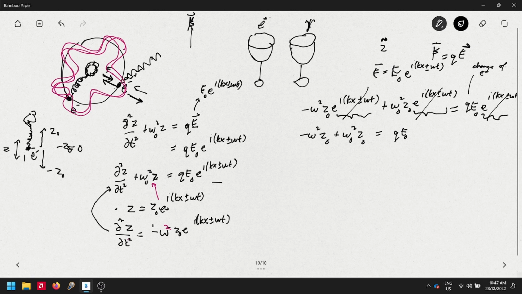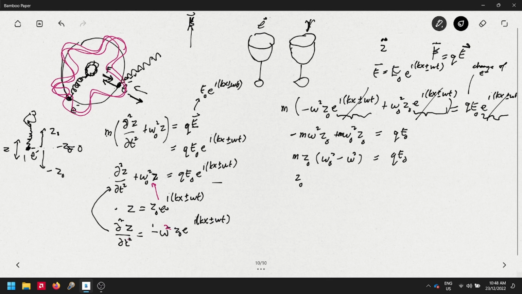So I'm taking my z naught outside. I'm left with omega naught squared minus omega squared. And then I forgot, my apologies, there should be mass. Mass times the acceleration should be equal to the total force, right? So it should be mass over here. So this guy over here should be multiplied with the mass, okay? So I should be having my mass in front. Same goes to this one. This got minus. So I have my mass over here, which equals Q E naught.